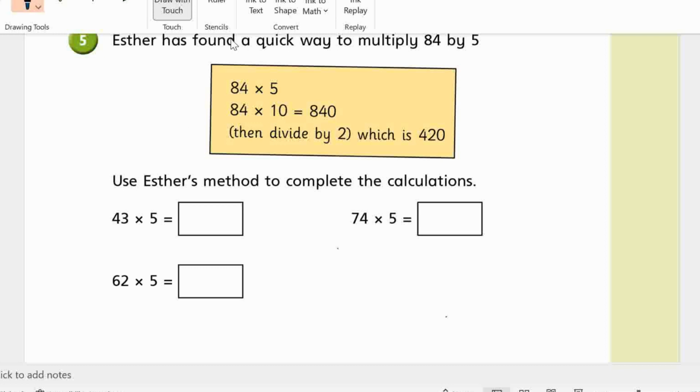Esther has found a quick way to multiply 84 by 5. We spoke a bit about this before. If you don't know 84 times 5, you can do 84 times 10 and then halve it, divide it by 2, which is 420. We have to use the same method for these questions. So instead of 43 times 5, we have to do 43 times 10, which is 430. And then we have to divide 430 by 2. Now, actually, this is the hardest one, because you can't divide 3 by 2, so you have to divide 30 by 2. So what is 30 divided by 2?